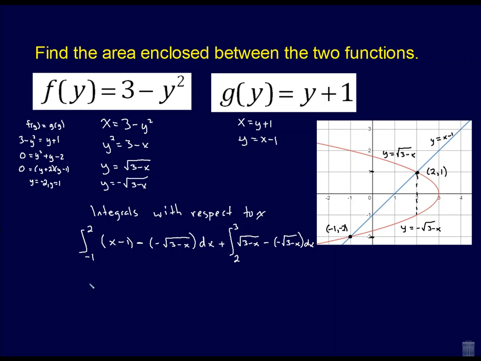Okay, so to rewrite this with simplification, it's the integral from -1 to 2, and my integrand is going to be x minus 1, and then I'll combine these two negatives to make a plus, the square root of 3 minus x. And then I will combine with that the integral from 2 to 3, and I'll simplify the double negatives here. Notice now that's just two of the same thing, so I would really write this as 2 square root 3 minus x.